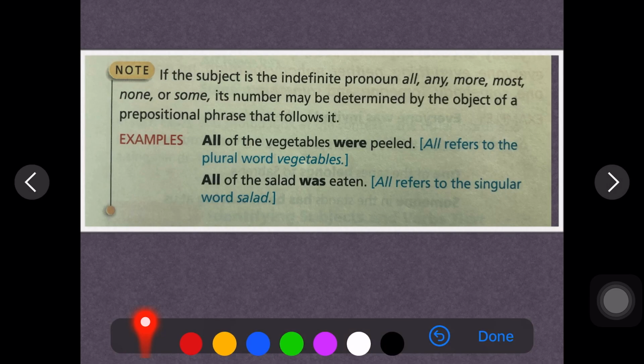Note here, if the subject is an indefinite pronoun, all, any, more, most, none, or some, its number may be determined by the object of the prepositional phrase that follows it. All of the vegetables were peeled. All here refers to the word vegetables. Vegetables is a plural word, so the verb must agree with that plural word. Still plural. All of the salad was eaten. All here also refers to the singular word salad, so the verb must agree with that singular subject.